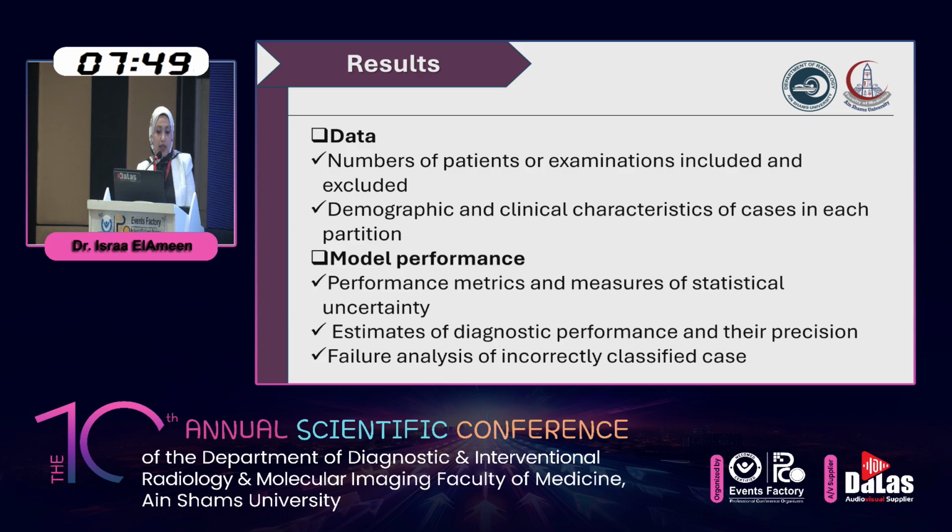Okay, and here is the results part. At first, it's very important to let us know what your inclusion and exclusion criteria were regarding the patients and the examination. This is best demonstrated in a flow chart to let us know exactly how you started and why you decided to exclude whatsoever regarding the patients or the examination. It's very important to talk about the demographic and clinical characteristics of cases in each partition. And if there is a clinical or demographic difference, you also have to mention this.